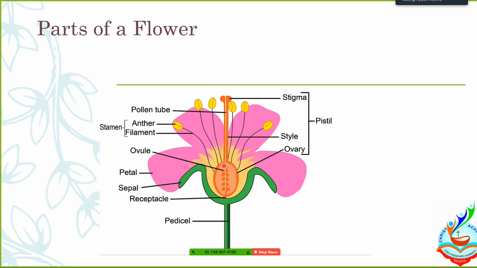Ovules are present in the ovary. These are called the ovules. These are present in the ovary. Ovules contain the female gamete, or egg, which also play a very important role in the process of fertilization. After fertilization, this ovary converts into fruit, and the ovules convert into seeds.